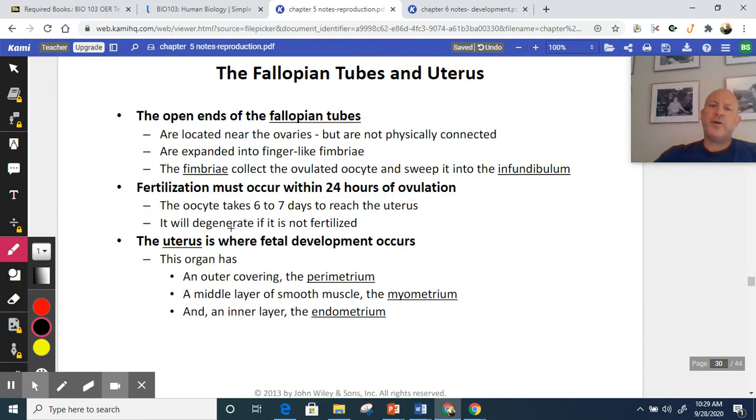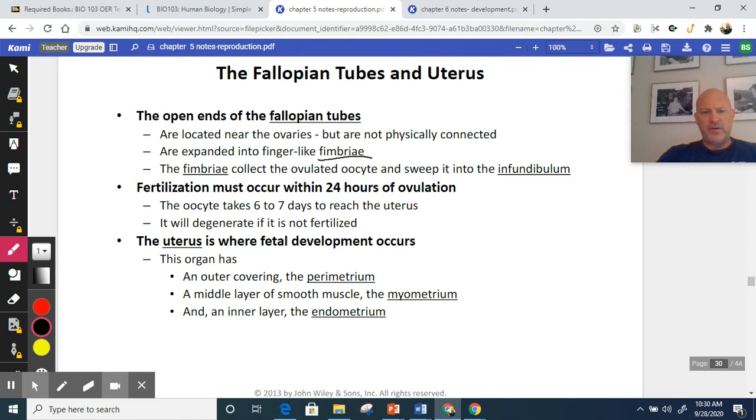So again, the fimbriae are important because the fallopian tubes are not connected to the ovaries. There's a space there. So those fimbriae will sweep that egg cell into the very beginning of the fallopian tube, so that it's in far enough that the sperm cells could actually reach it. After ovulation, it takes about a week for the egg cell to reach the uterus. And if that egg cell is not fertilized, the egg cell will just become broken down.